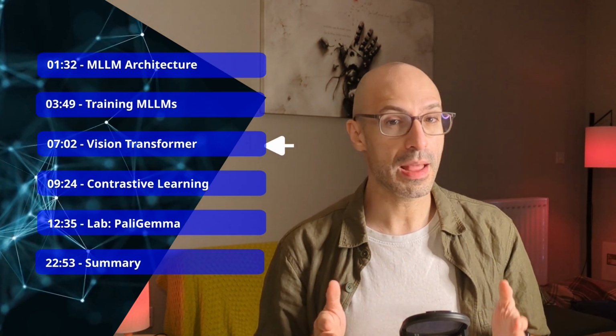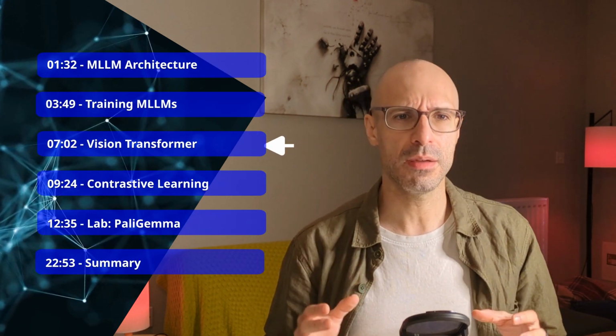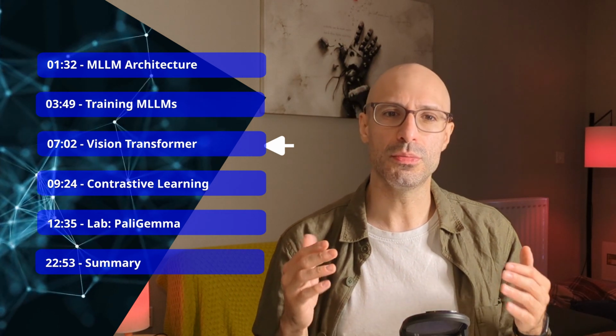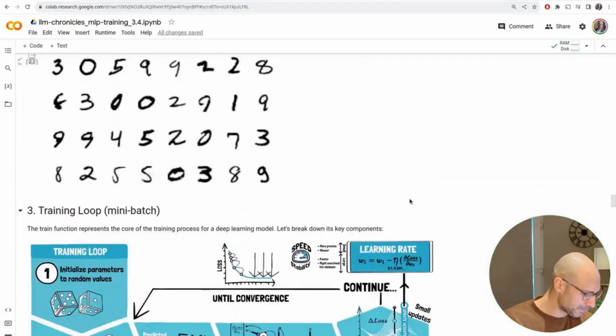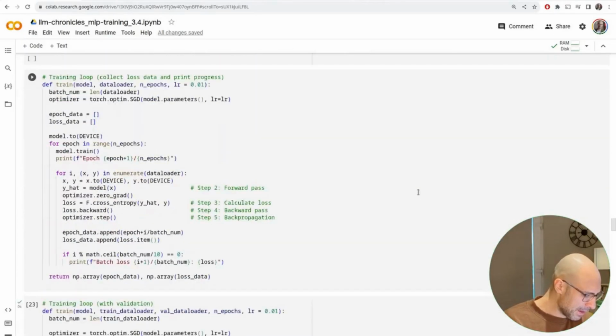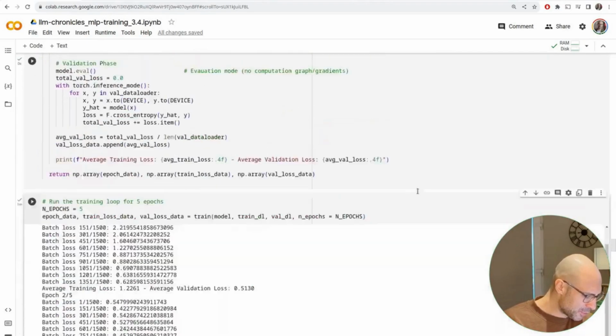Okay, now that we understand how multimodal LLMs work, I want to spend some time digging deeper into modality encoders and how they are created. In theory, we could use a simple multi-layer perceptron like the one that we've trained to recognize digits from the MNIST dataset. However, in practice, we use more complex architectures to address the specific challenges of different data formats.